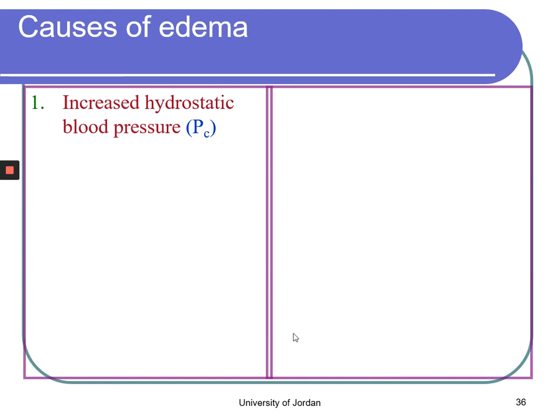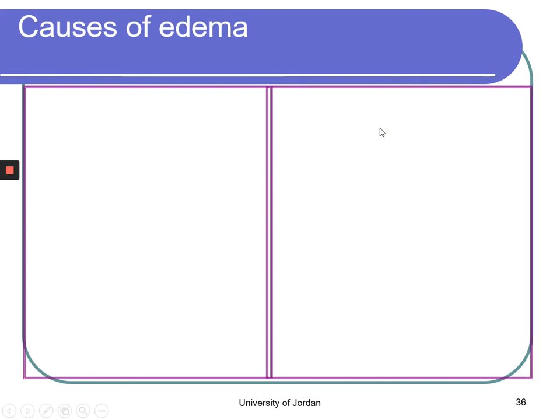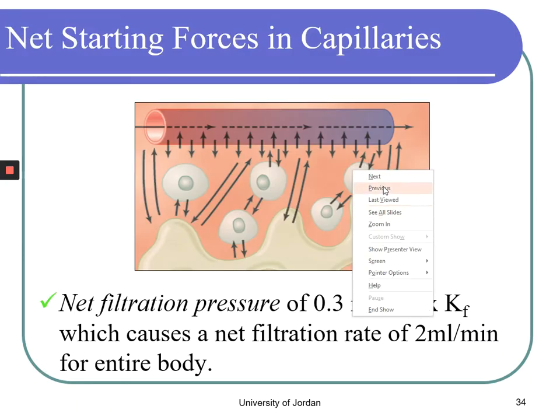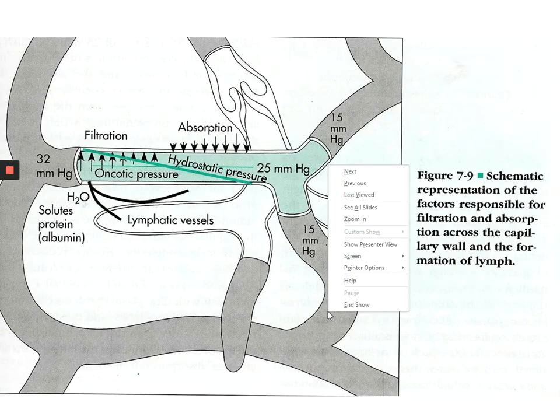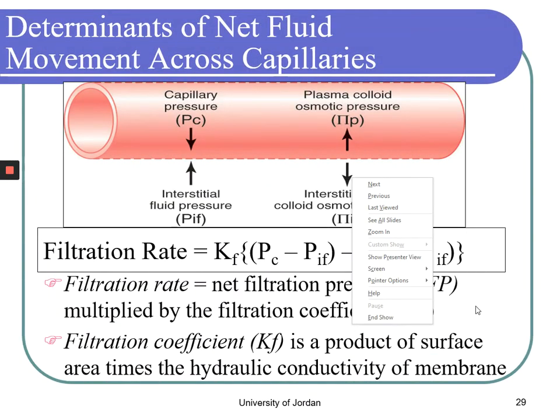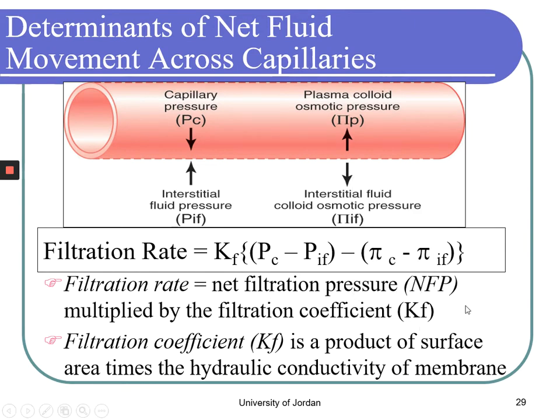the net filtration pressure equals PC, which is the hydrostatic pressure in the capillary, minus PIF, the hydrostatic pressure in the interstitial space, minus, open another bracket, pi C, which is the oncotic pressure in the capillary, minus pi I, the oncotic pressure in the interstitial space. These are the Starling forces.